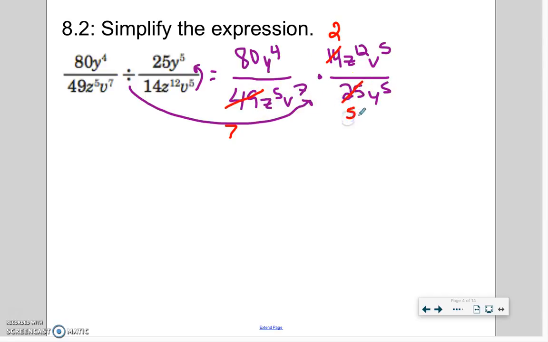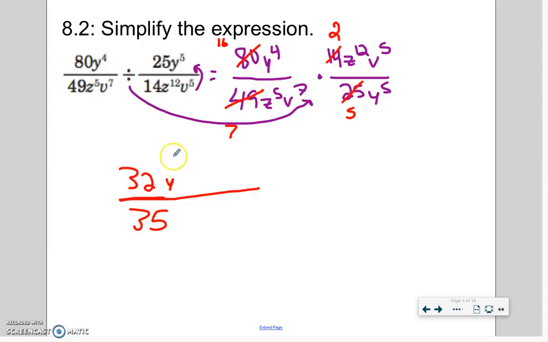So 25 divided by 5 is 5. 80 divided by 5 is going to be, let's see here, 80 divided by 5, so 1 would be 16. So I didn't do any cross dividing, I just did some cross reducing. So I'm going to get on top 2 times 16, which is 32, and 7 times 5, 35. And just to reiterate, you do not have to do this reducing now. You could take 80 times 14, 49 times 25, and then reduce in the very end.